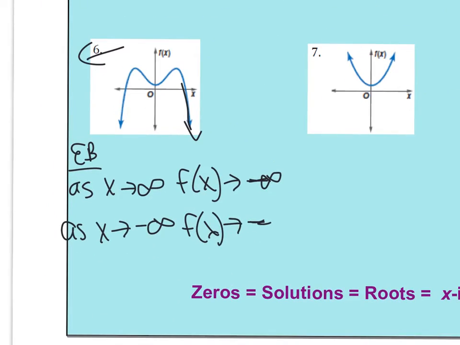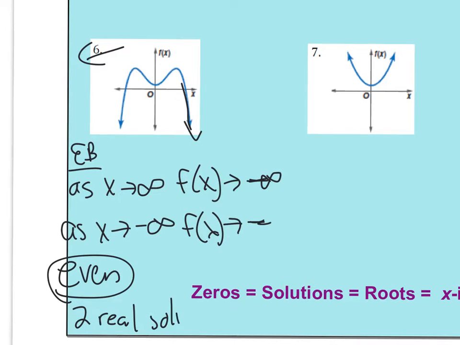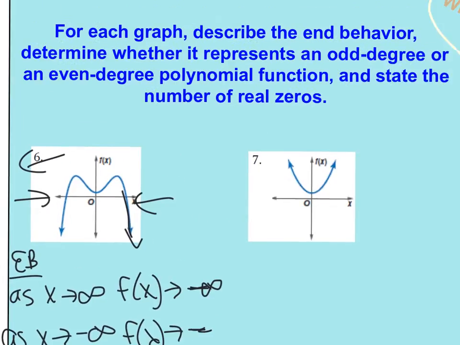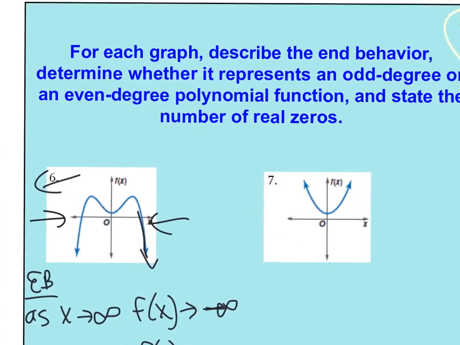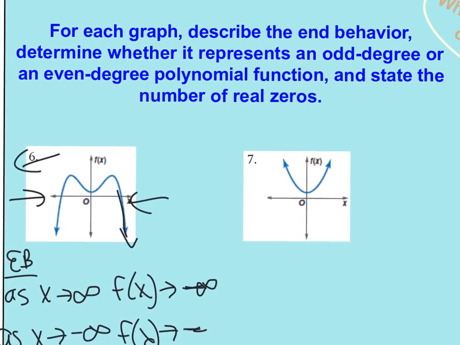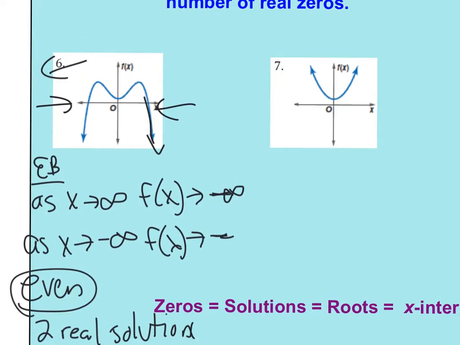So it's even. I know that because both ends go the same direction, all right, and there are going to be 2 real solutions. How do I know that? Because it crosses the x-axis exactly twice, okay? So, end behavior, odd or even polynomial function, and state the number of the real zeros.